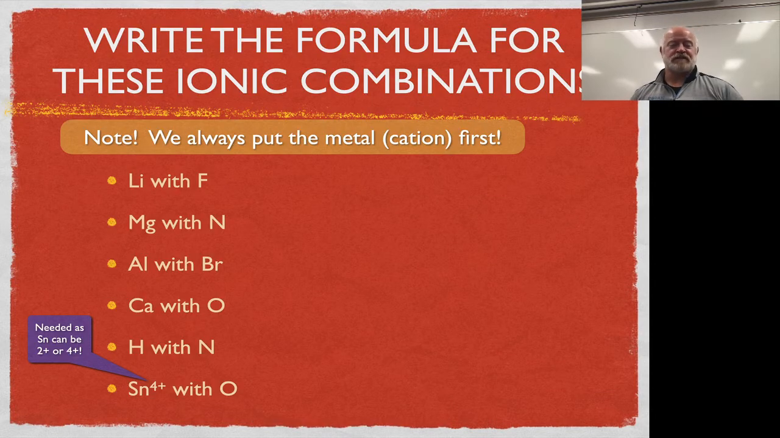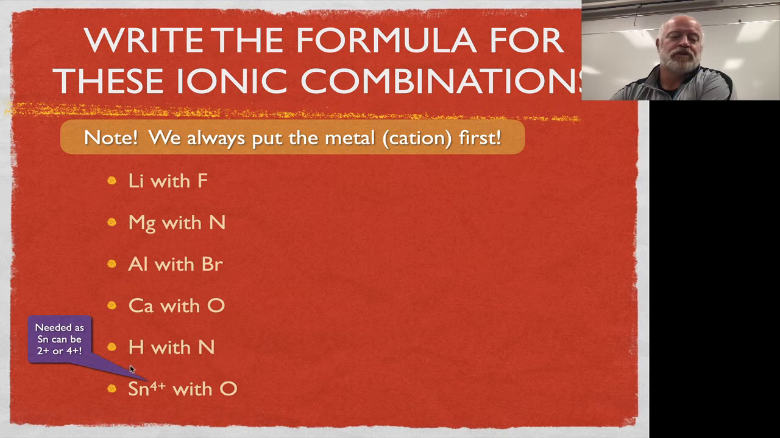Now, we should probably practice this a little bit because we need to be able to write formulas from elements. If they ionic bond, what kind of formula are we going to get, okay? One thing to note, we always put the metal or the cation first in these things. So it's always metal to nonmetal.